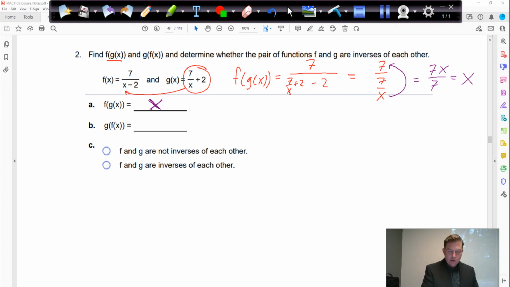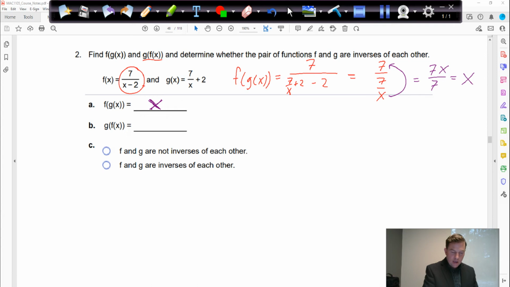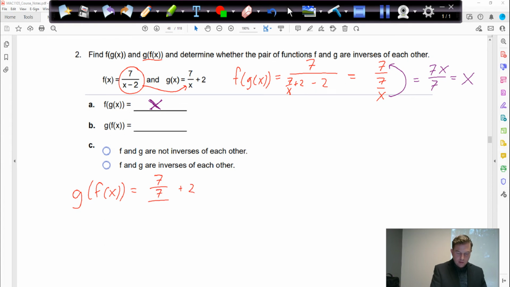Okay, now we've got to go the other way. Now it says take f and plug it into the x for g. So this one would be g of f of x. And so we have g is 7 over something plus 2. And that something now is all of this. So we replaced that x right there with all of that stuff, 7 over x minus 2.